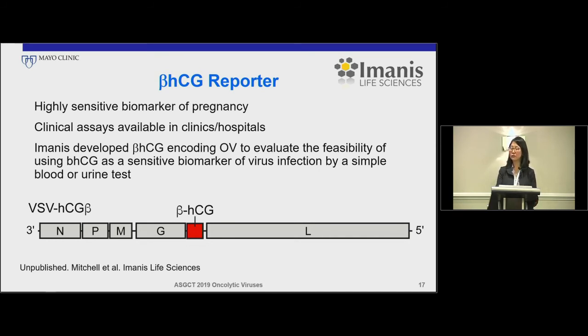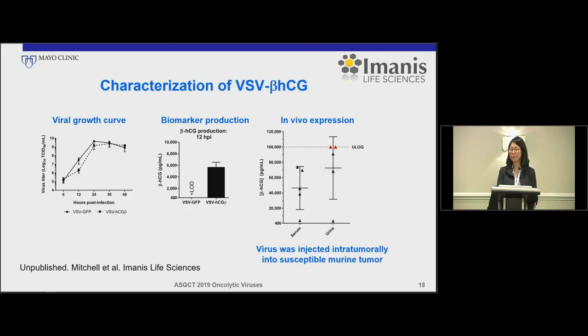And what we have done was to put in the beta-HCG cDNA into the oncolytic virus to see is it possible to use beta-HCG as a biomarker of virus infection by a simple blood test or a urine test. And that is the virus construct that was being made. They have compared that this virus is able to grow well compared to VSV-GFP, robust titers of 10 to the 9 over time. That's a viral kinetics growth curve at low MOI. Importantly, there is robust beta-HCG gene expression in the supernatant of these infected cells. That's the biomarker is produced.